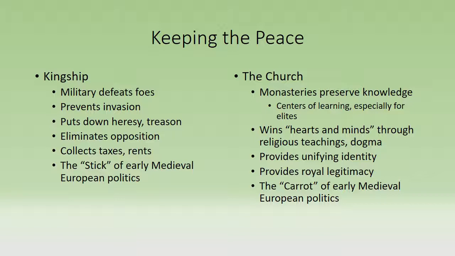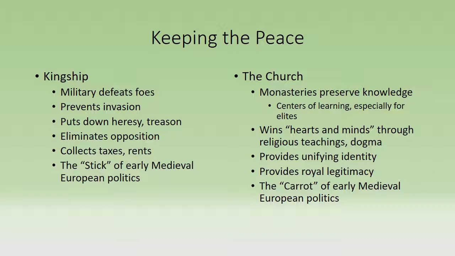On one hand, the kings are, for lack of a better term, the stick of early medieval European politics. They militarily defeat foes, they prevent invasion, they are the muscle that puts down heresy and treason, at least at first. They eliminate opposition, and they collect taxes and rents on the lands, making the lands profitable. The church, on the other hand, is kind of the carrot. This is not to say that the church itself didn't have military power and the ability to project some kind of power, but compared to temporal powers, they were really kind of a minor player, at least in this early period.